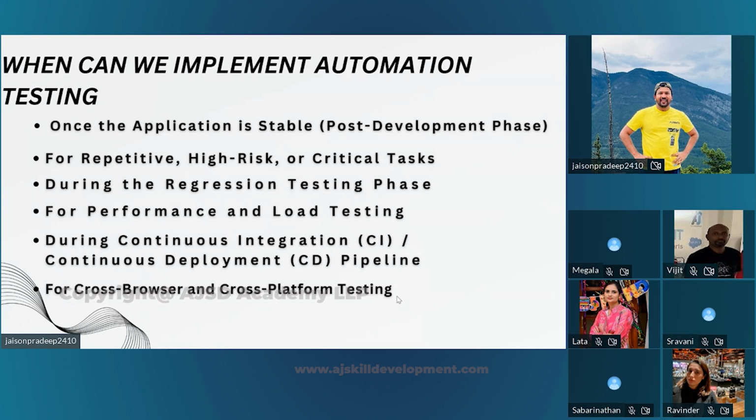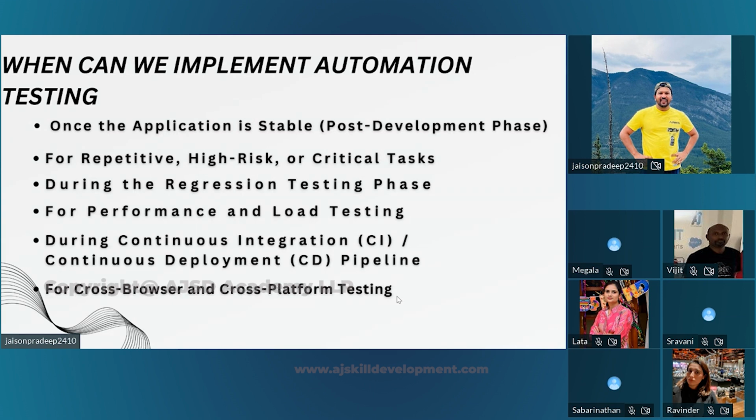And for repetitive, high risk, and critical tasks, for example, if there are 1,000 test cases and 70 to 80% of them are repetitive, we can automate those test cases. Even for high risk, whichever scenario is very important or critical, we can highlight and move those critical or high risk test cases and execute them whenever required.